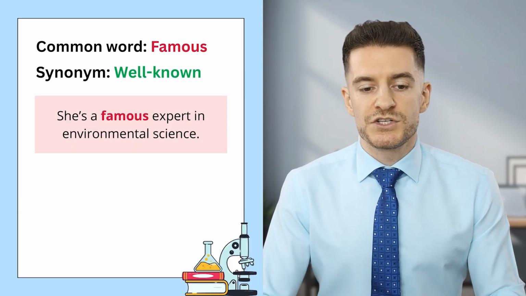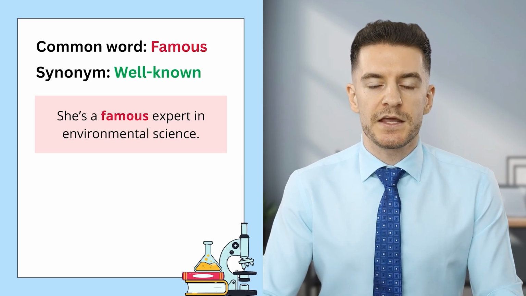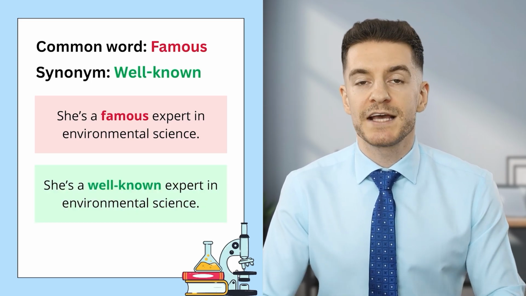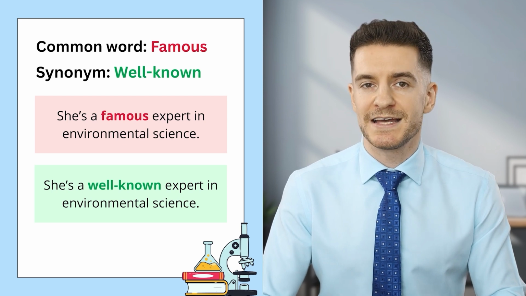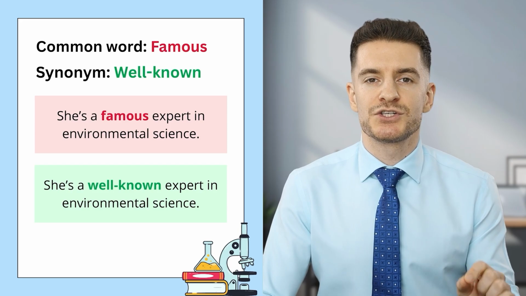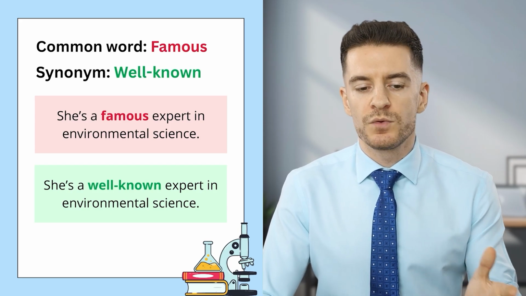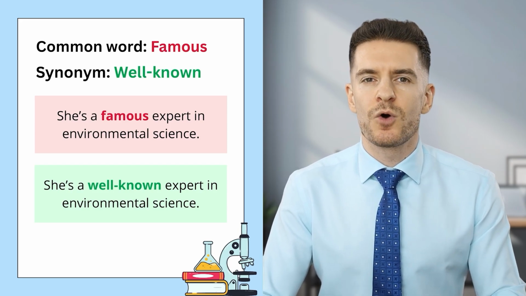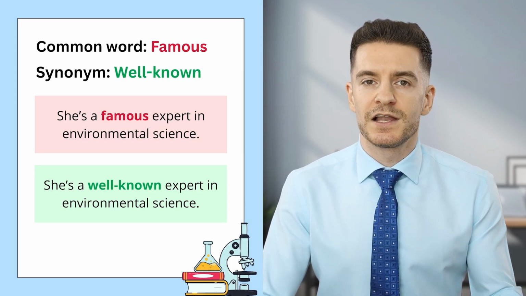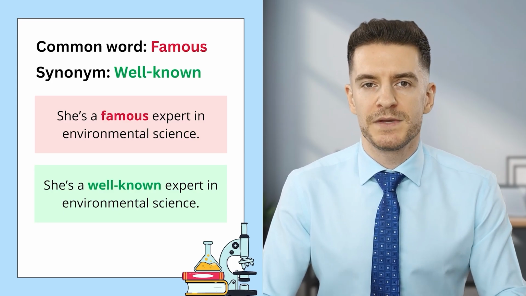For example, she's a famous expert in environmental science. No, we could say she's a well-known expert in environmental science. So again, this is going to make your speaking or your writing sound much more professional. And well-known, it's just something that most lower level candidates wouldn't use. So it's going to make you sound like you have a higher level of vocabulary.